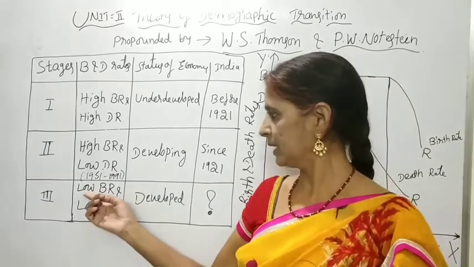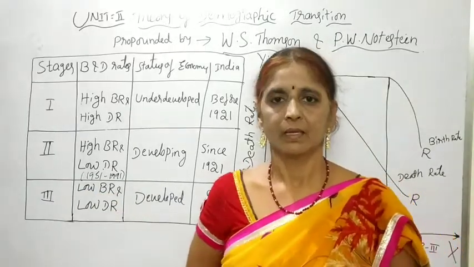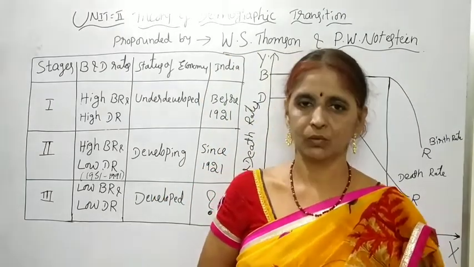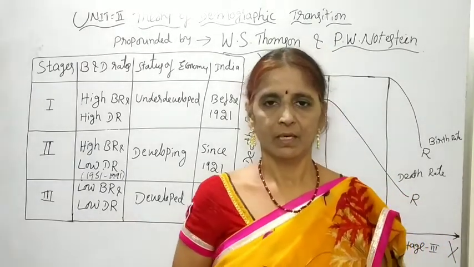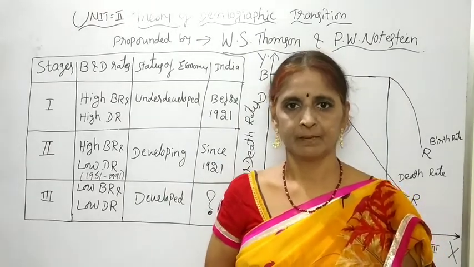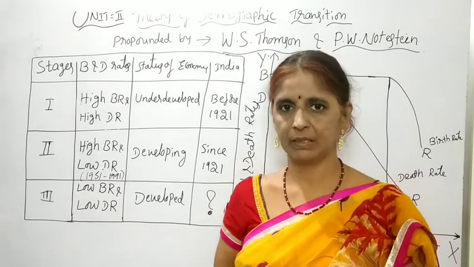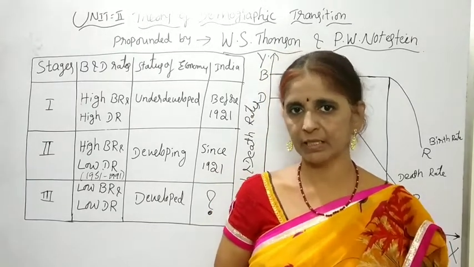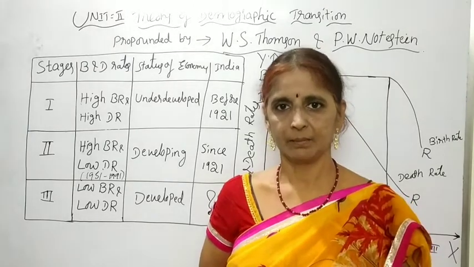Okay guys, so what are the reasons for the low birth rates and the low death rates? In the development process, urbanization will speed up, that is, due to industrialization, urbanization will speed up. Whenever there is a development process, the government establishes more industries. At that time, the people from the rural areas will migrate to the urban areas to get employment. This is called urbanization: the migration of the people from rural areas to urban areas.